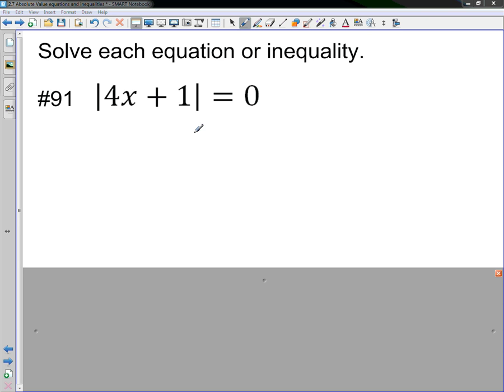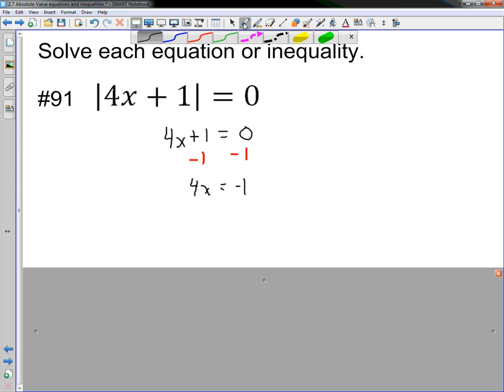So we're going to go ahead and just solve the equation. 4x plus 1 equals 0. We want to know when the absolute value is equal to 0. Subtract the 1, and we have 4x is equal to -1. Divide by 4, and we have x is equal to -1/4. There's only one solution for this problem, and it's when x is equal to -1/4. So our solution set is just -1/4.